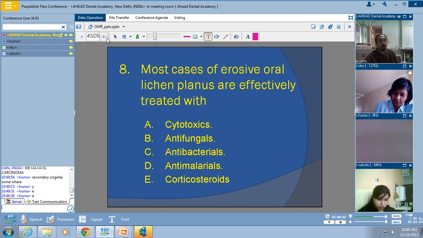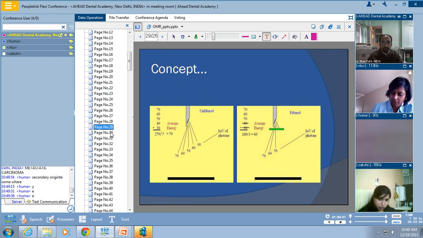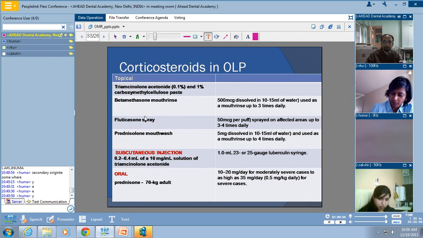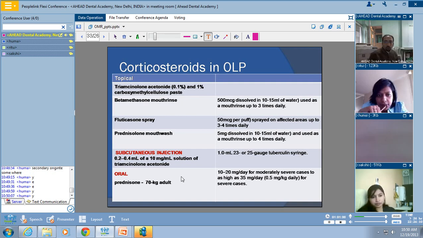In fact, if you remember, I had shown you a slide on oral lichen planus, how to use systemic steroid. Remember that slide? Should I explain it again? Remember this slide? So this was what I tried to tell you about oral lichen planus. Now, I have specifically written about the erosive variant, isn't it?